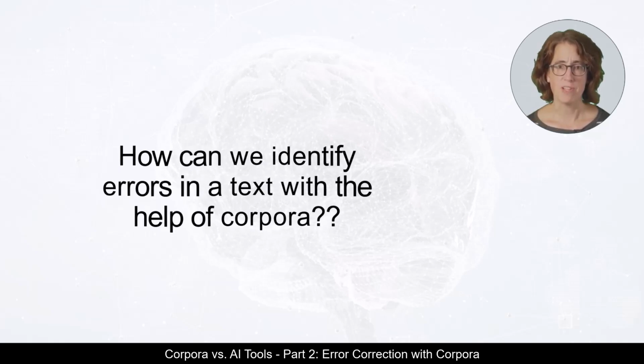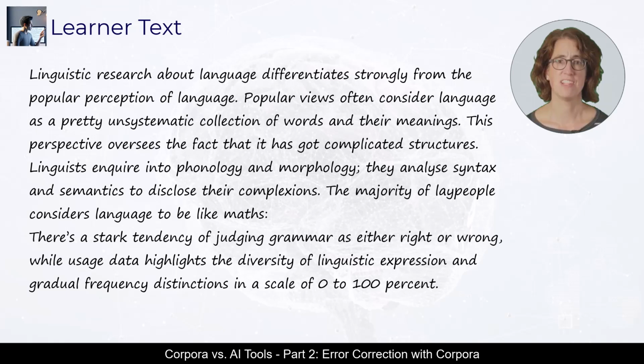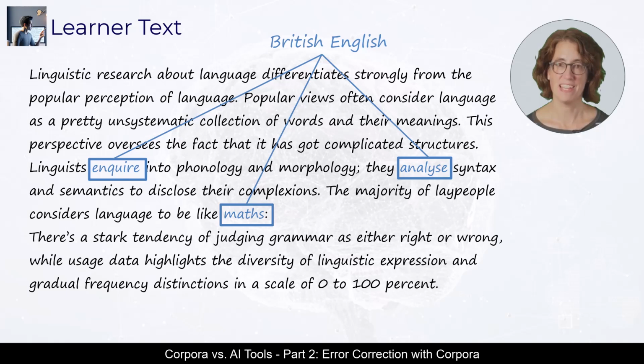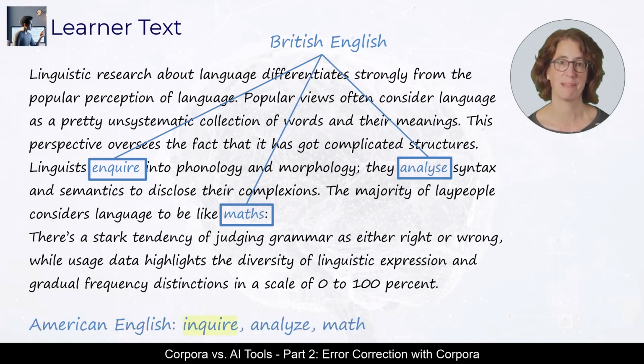For our evaluation, we generated a sample text such as could be written by learners of English as a foreign language at university level, so in an academic style. The text you can see right here is supposed to be written in British English, as can be seen from the spelling of these three words: inquire, analyse, and maths. These are the typically British versions of the words, whereas in American English they would be inquire, analyse with a Z, and math without S.